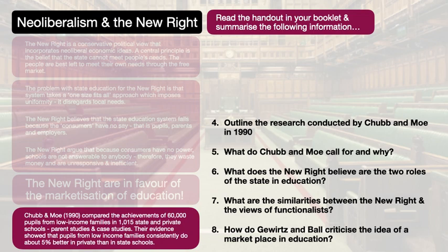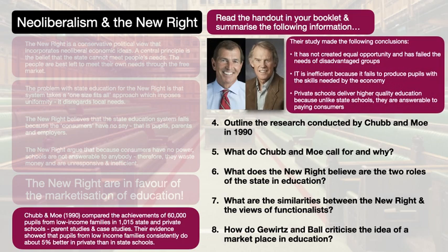They compared the achievements of 60,000 pupils from low-income families in over 1,000 state and private schools, and they did parent studies and case studies. Their evidence showed that pupils from low-income families consistently do about 5% better in private schools than in state schools. Furthermore, their study made the following conclusions.